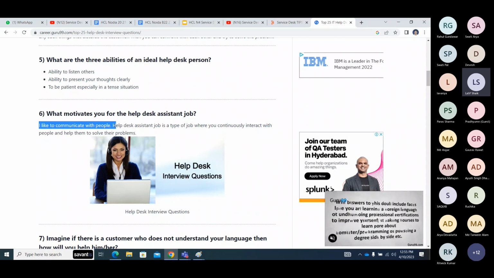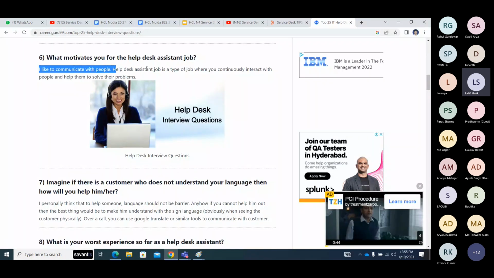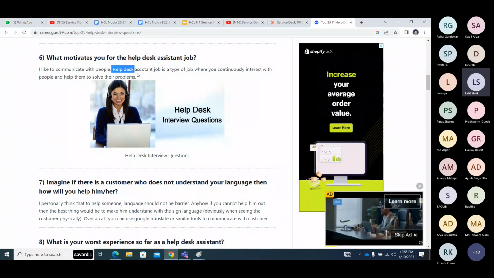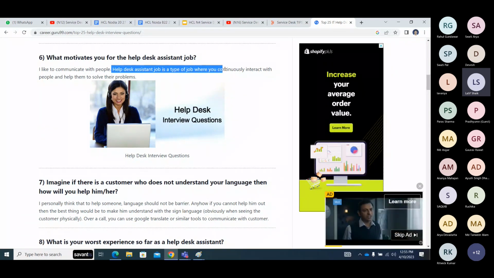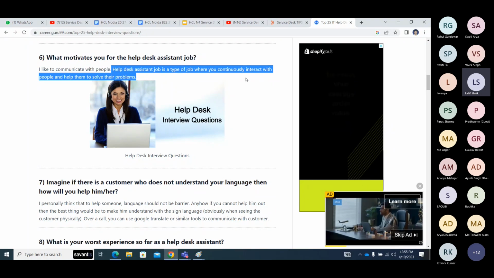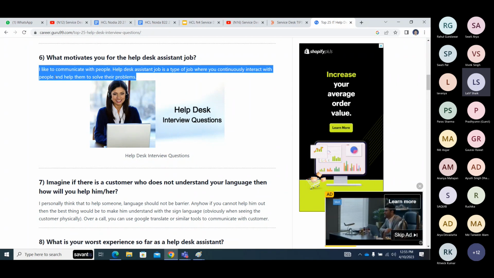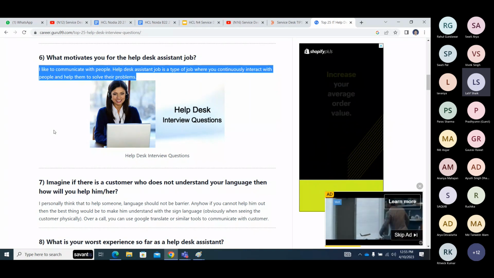I like to communicate with the people. Why do you want to come to this help desk job? I like to communicate with the people. The help desk assistant job is the type of job where you continuously interact with people and help them solve their problems. Even if you don't like it, why should we give this kind of answer?